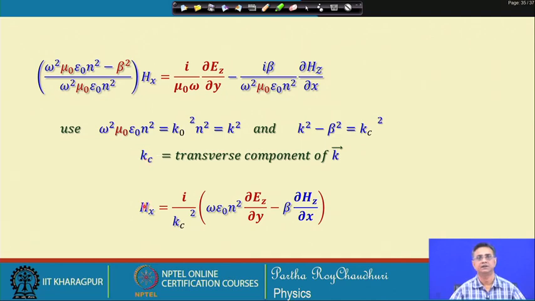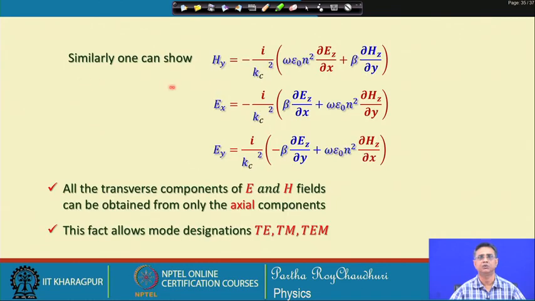So, we can use this Hx from here, we can write down that Hx equal to this quantity, which will go to the denominator on the right hand side. So, I can write i by kc square, omega epsilon naught n square, del Ez del y and this. So, this will now become the Hx field. Similarly, one can show that Hy equal to this quantity, Ex equal to this quantity, Ey equal to this quantity, in the same way, if I just proceed and play with all the available 6 equations.